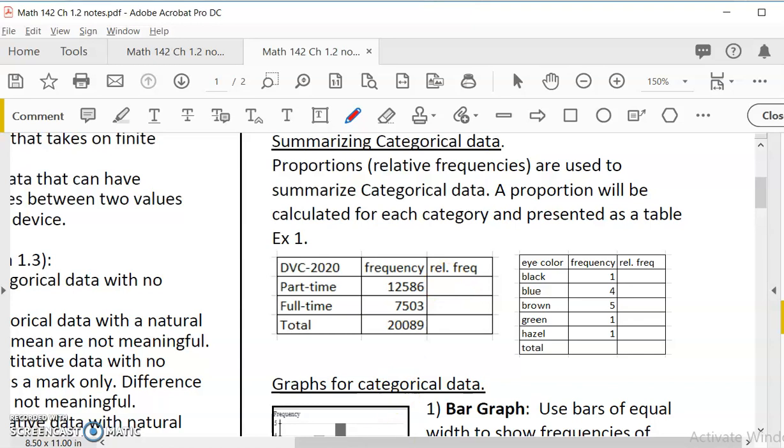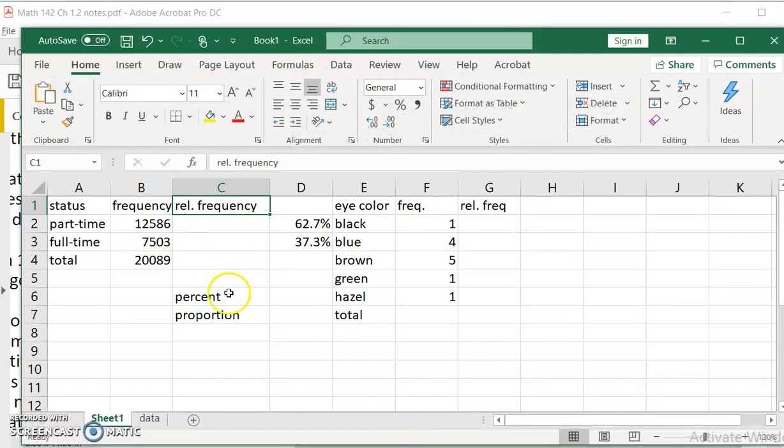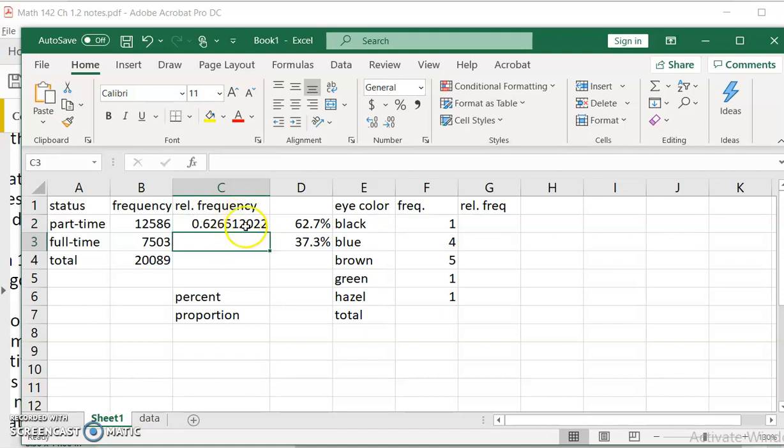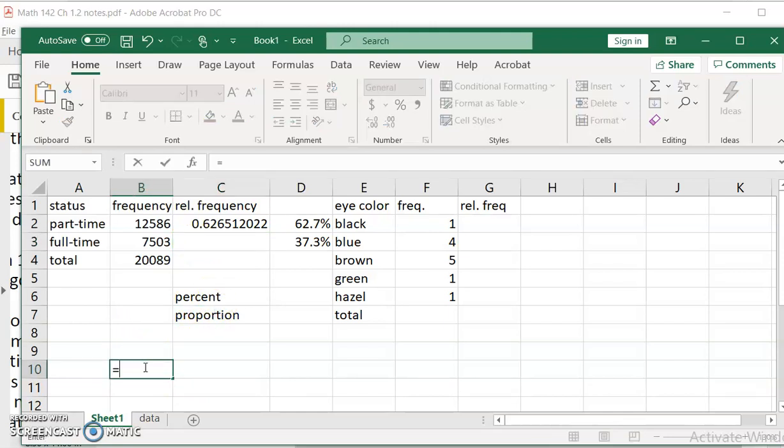So I'm going to change to using Excel. I type the whole thing in Excel. This is the count and this is the total. So what I can do is just type equal 12,586 divided by the total 20089. If you press enter, Excel does this for you because Excel is actually a big calculator. Anytime you start something with equal, it knows that you are doing a calculation.